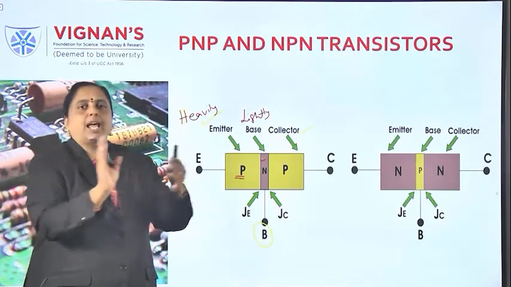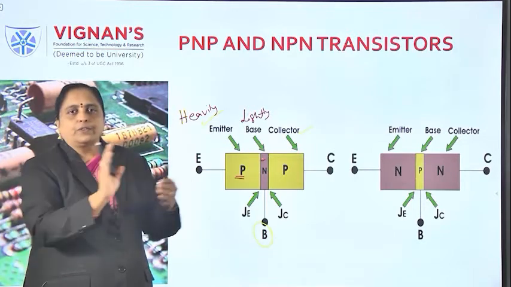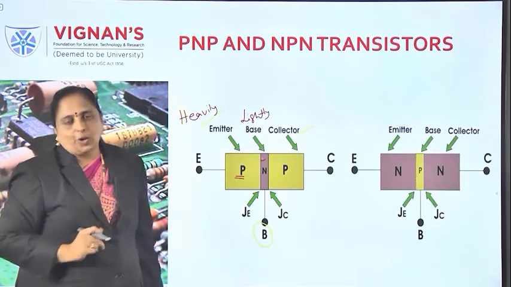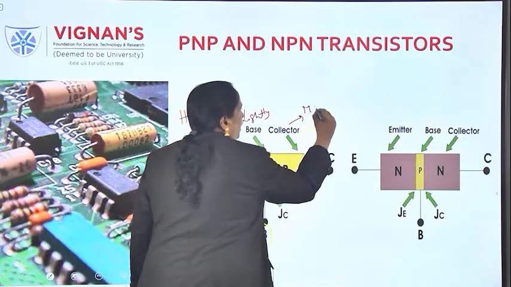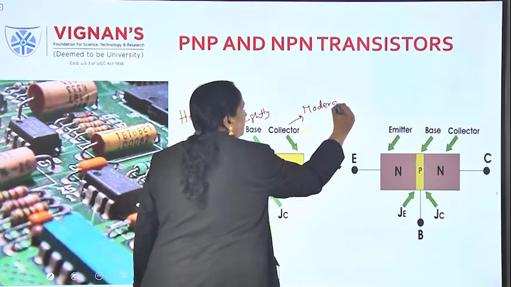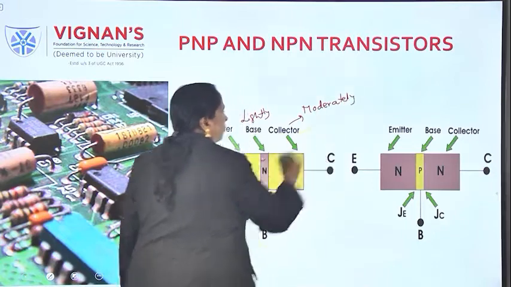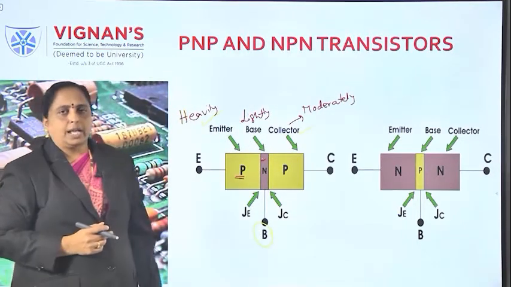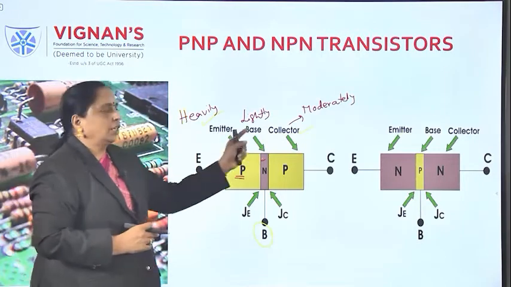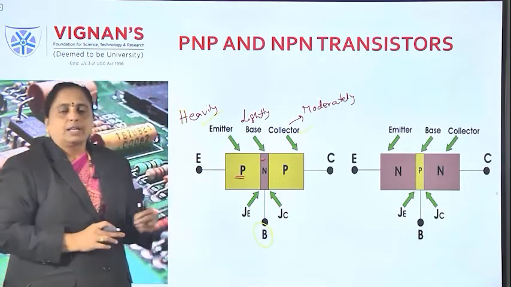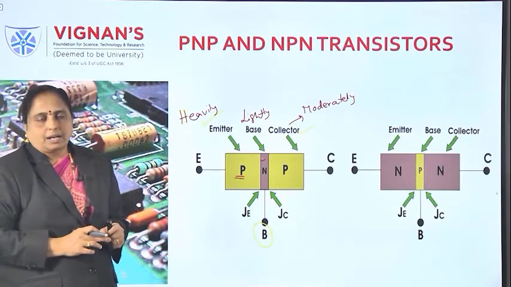So it just acts as a mediator to diffuse the carriers from emitter to collector side. Then the collector is moderately doped, because it has to collect all the carriers, so its duty is only to collect the carriers. Therefore, these are the doping concentrations of emitter, base, and then collector.